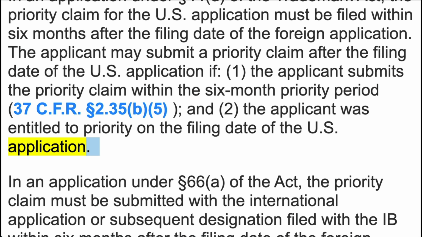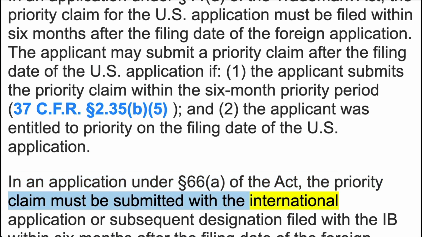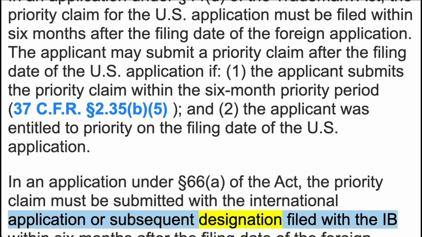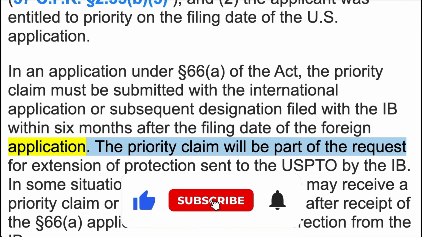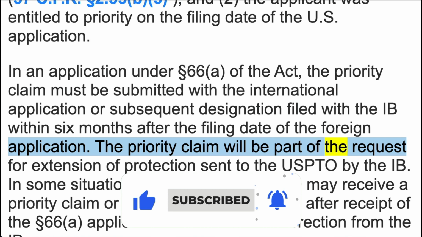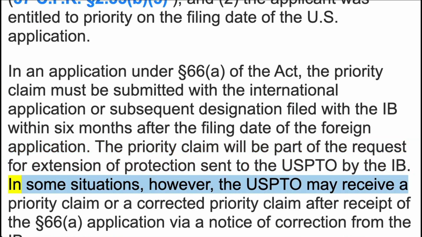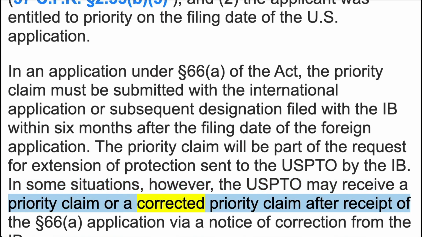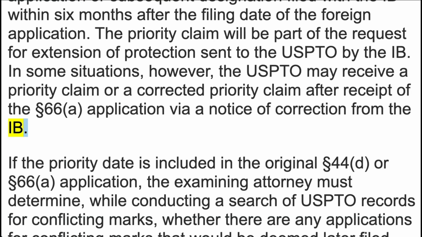In an application under Section 66(a) of the Act, the priority claim must be submitted with the international application or subsequent designation filed with the IB within 6 months after the filing date of the foreign application. The priority claim will be part of the request for extension of protection sent to the USPTO by the IB. In some situations, however, the USPTO may receive a priority claim or a corrected priority claim after receipt of the Section 66(a) application via notice of correction from the IB.